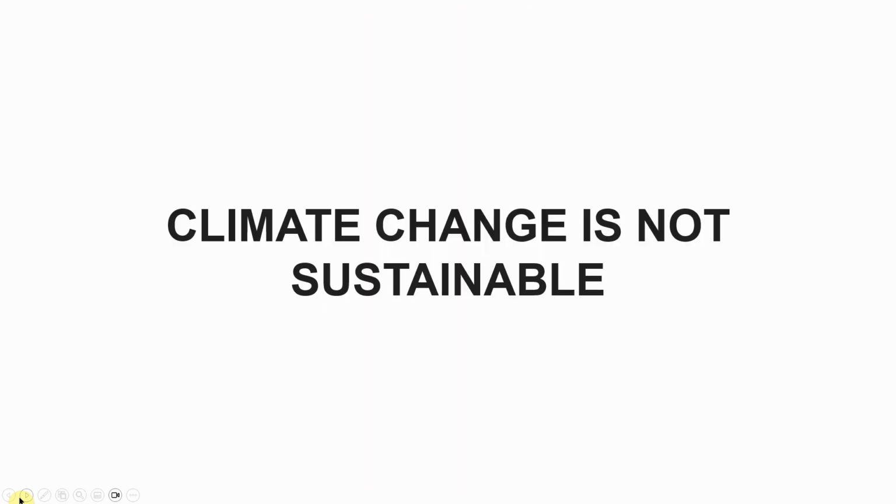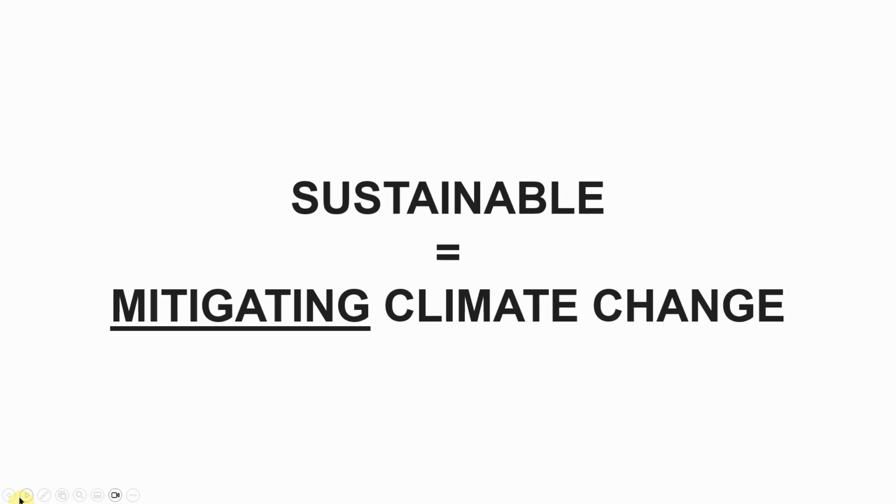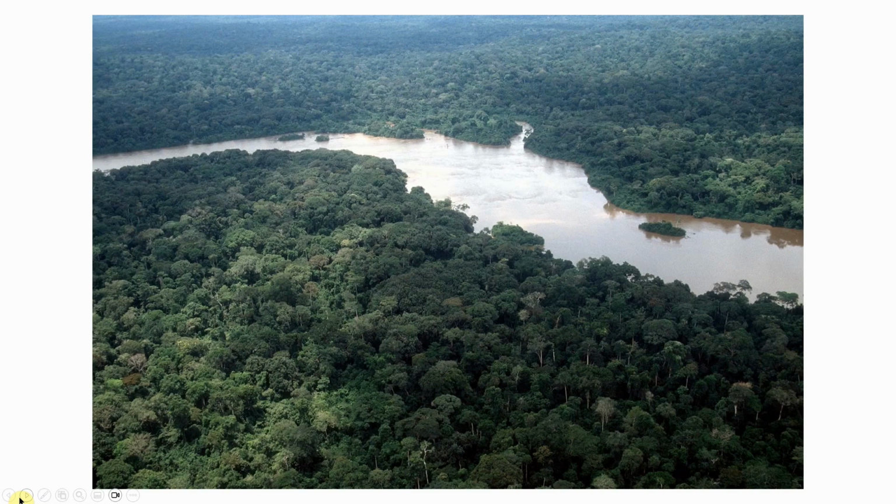The next point, though, is that climate change is not sustainable. It's such an important baseline issue now that I think sustainability is simply equal to mitigating climate change. So in other words, stopping climate change. And once we get that under control, there's many other things we have to worry about, but this is a baseline goal that we have to meet. So what do we have to do?